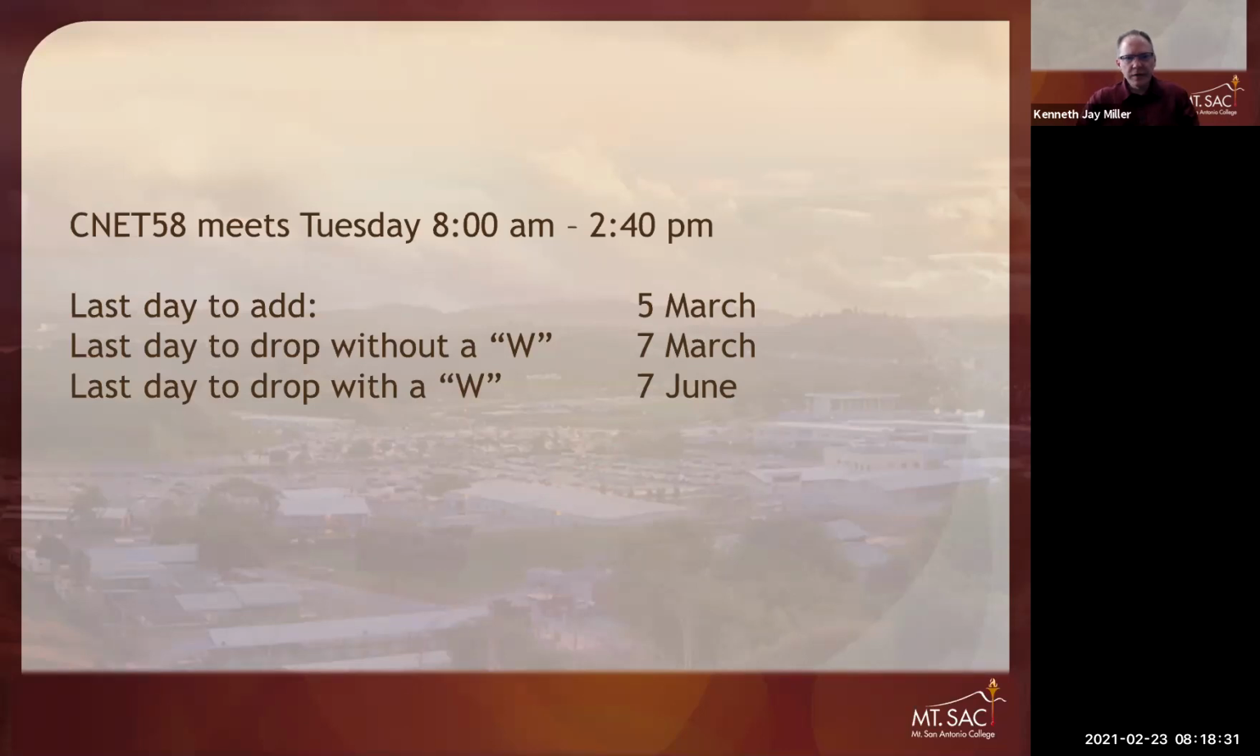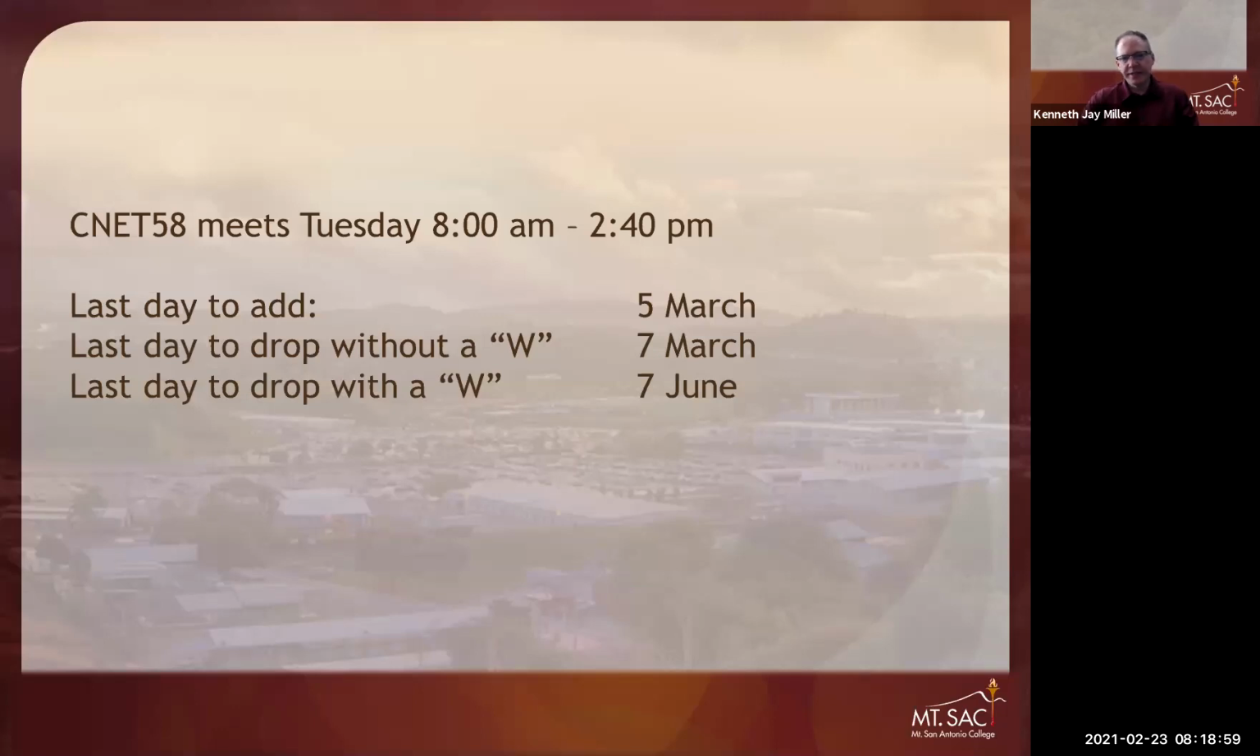All right. Now, this course and all of your full 16-week courses, the last day to add a course is the 5th of March, which is next week. The last day to drop a course without a W is the 7th of March. And then you have all the way up until the first day of finals week to drop the course with a W. Okay. So the drop deadline is much longer.